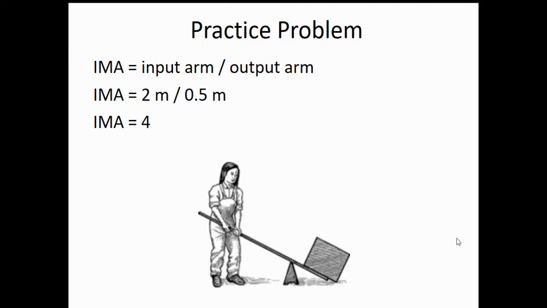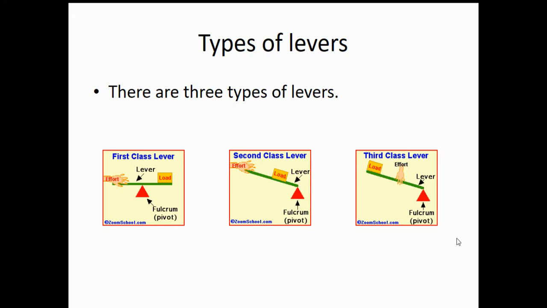So we take input arm divided by output arm. So she's forcing down on the lever 2 meters away. The box is 0.5 meters away from the fulcrum. So we take 2 divided by 0.5 and we get an ideal mechanical advantage of 4. All right, so that's a little bit about exactly what is a lever.